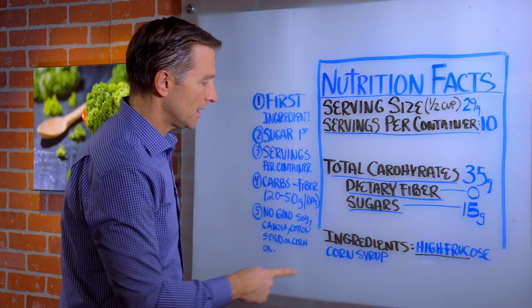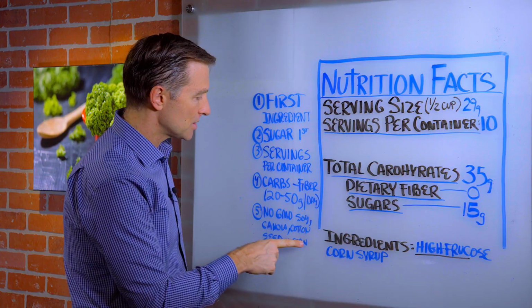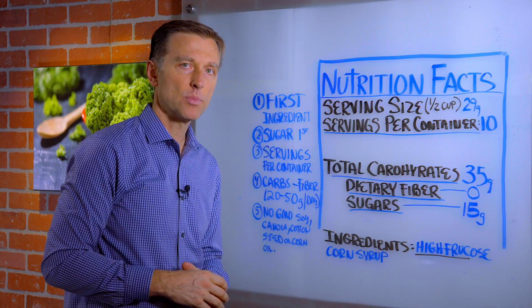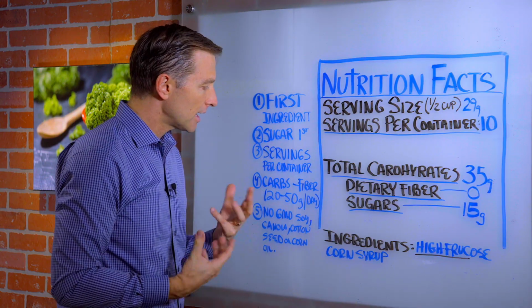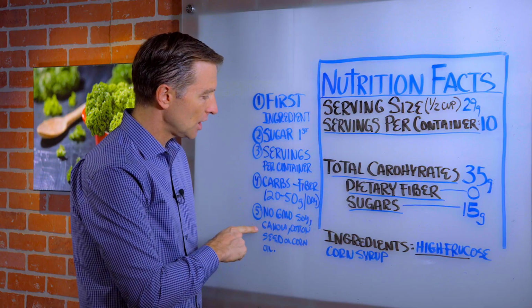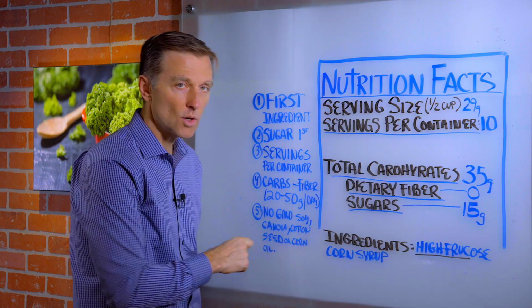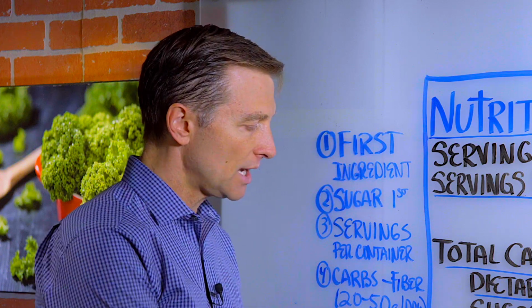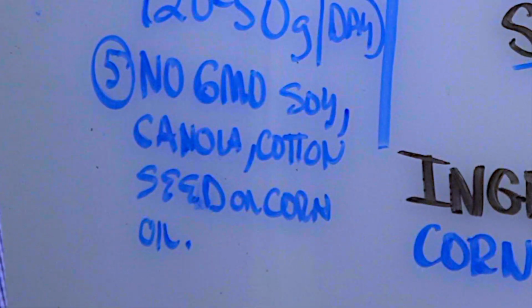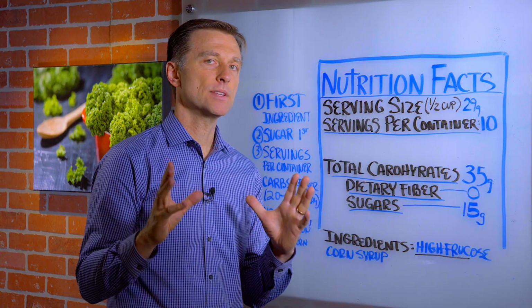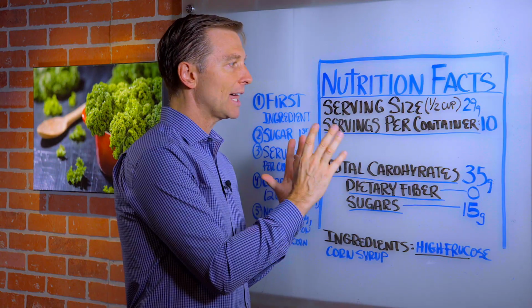Now, the next thing you want to look at is go back to the ingredients and make sure there's no GMO products. Okay, like the common ones are soy, canola, cottonseed, corn oil. So you just have to realize that the majority of these oils are nearly always GMO, unless they say organic. So that would be the basic, most important things of reading a label.